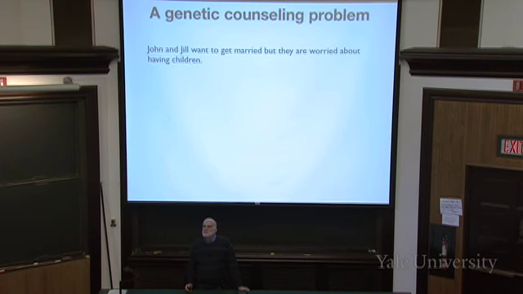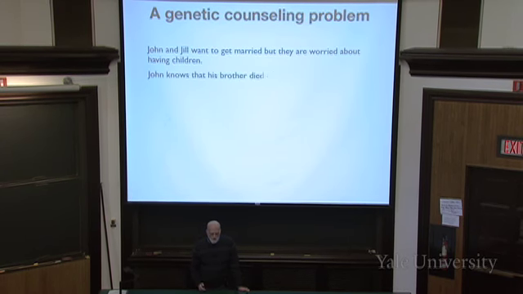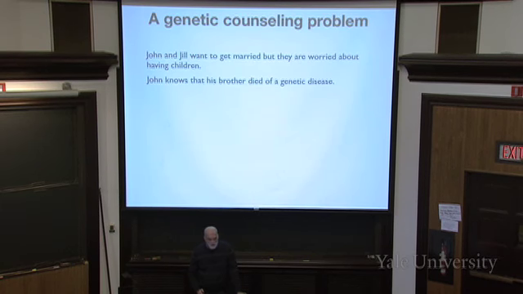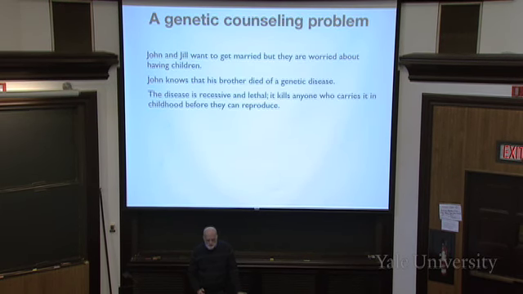They've fallen in love. They want to get married, but they're worried. John's brother died of a genetic disease, and that is a nasty one. It's recessive, it's lethal, it kills anybody that carries it before they can reproduce. That's fact one.